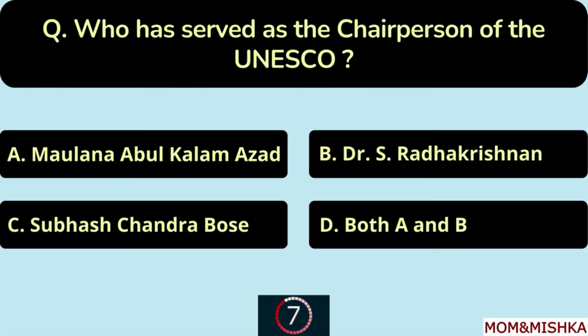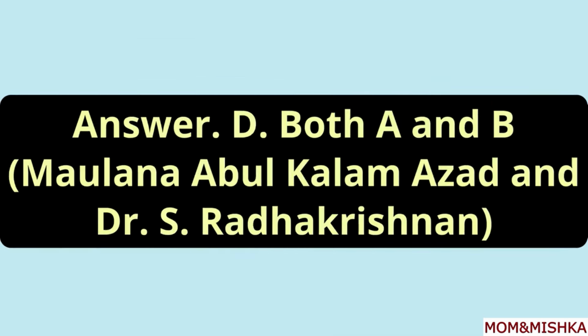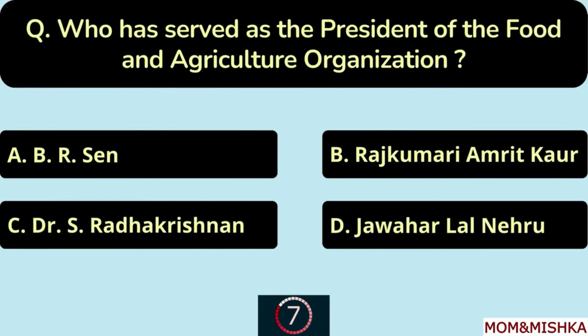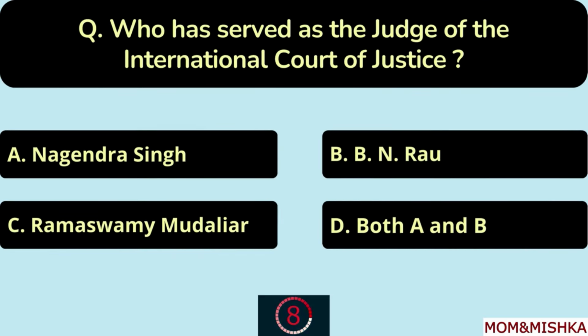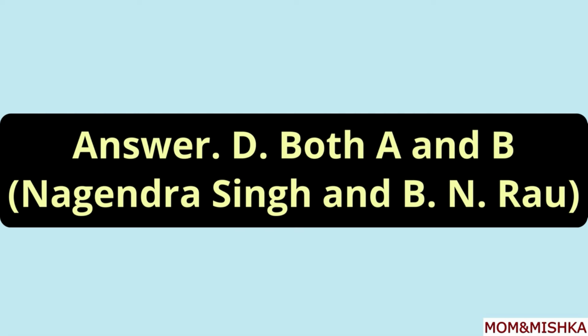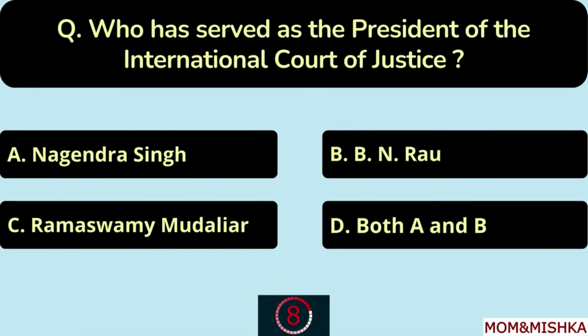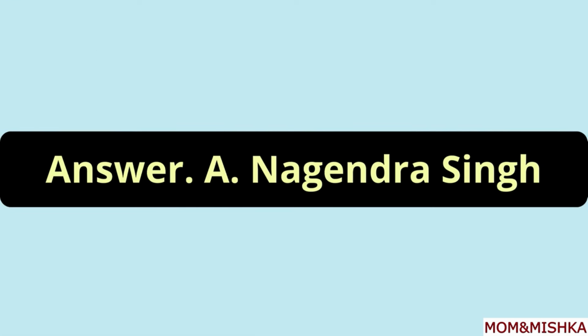Who has served as the Chairperson of UNESCO? Option D, both A and B, Maulana Abul Kalam Azad and Dr. S. Radhakrishnan. Who has served as the President of the Food and Agriculture Organization? Option A, B. R. Singh. Who has served as a judge of the International Court of Justice? Option D, both A and B, Nagendra Singh and B. N. Rao. Who has served as the President of the International Court of Justice? Option A, Nagendra Singh.